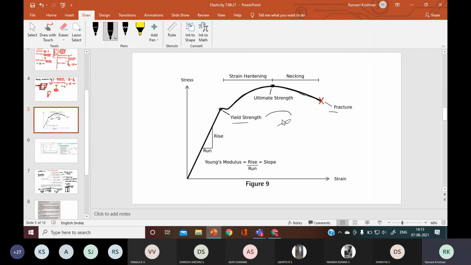So with this we finished elasticity. What are the things we have finished? We have seen what is stress, what is strain, what is Hooke's law, the three definitions, the three moduli of elasticity, and Hooke's diagram, stress by strain. We have finished these.